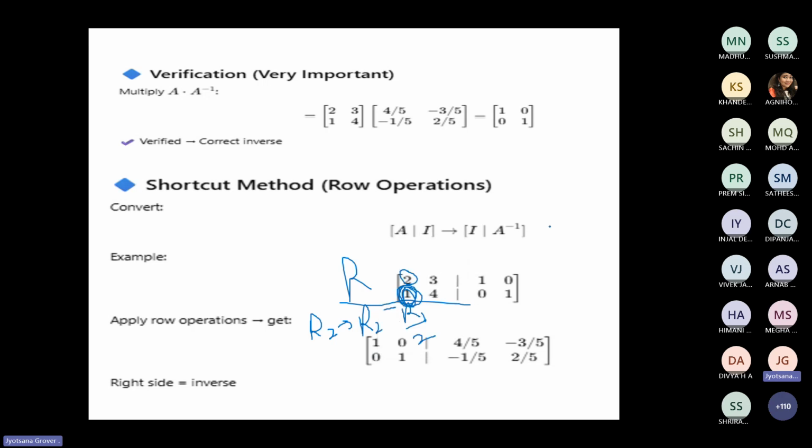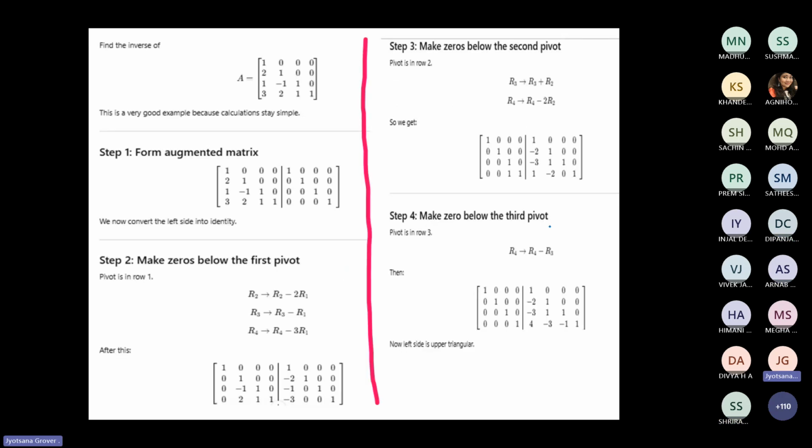Okay, let me connect. Let me try one time, and meanwhile you do it in your copy. Can I show you for 4 cross 4? Yes, ma'am. Okay, let's do it for 4 cross 4. Because if you understood 4 cross 4, then you can do it for 2 cross 2. Okay?